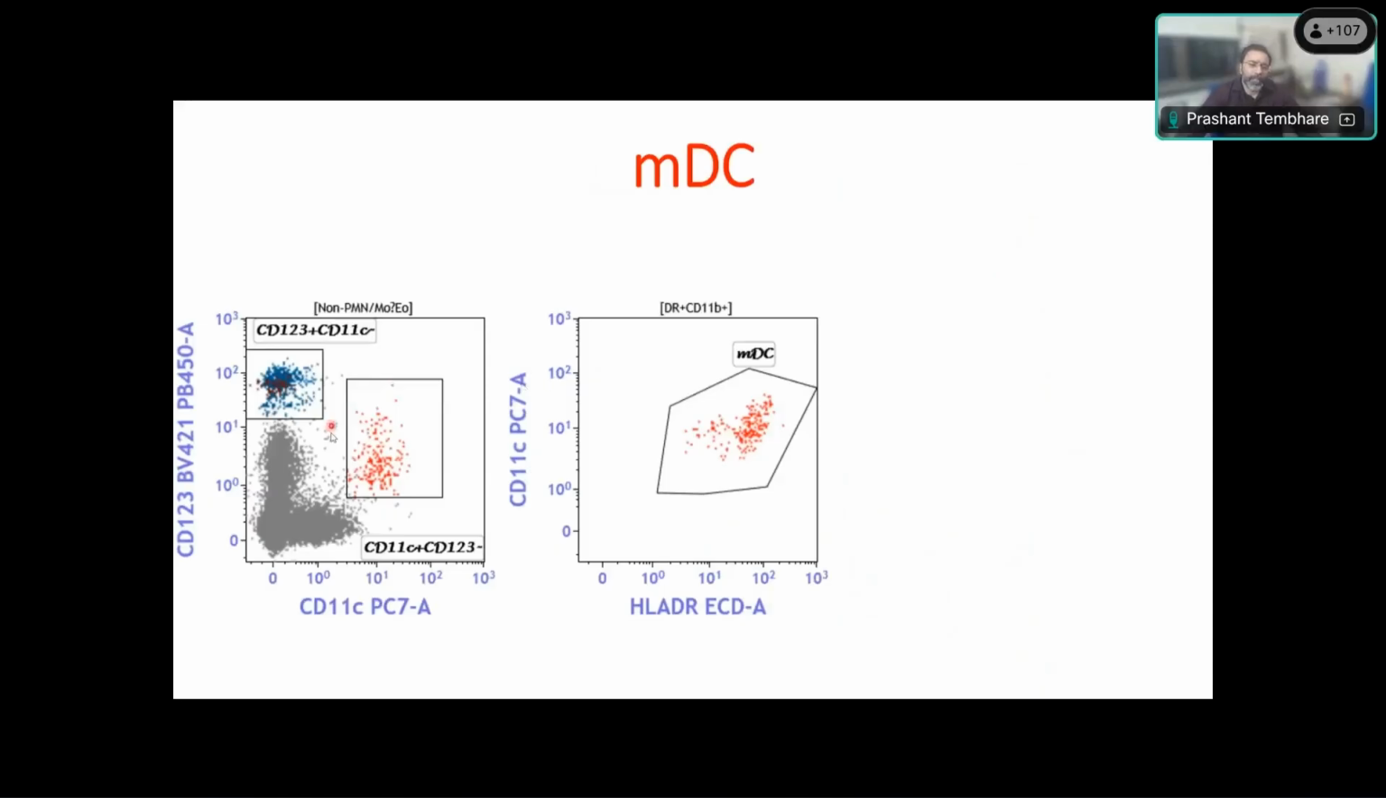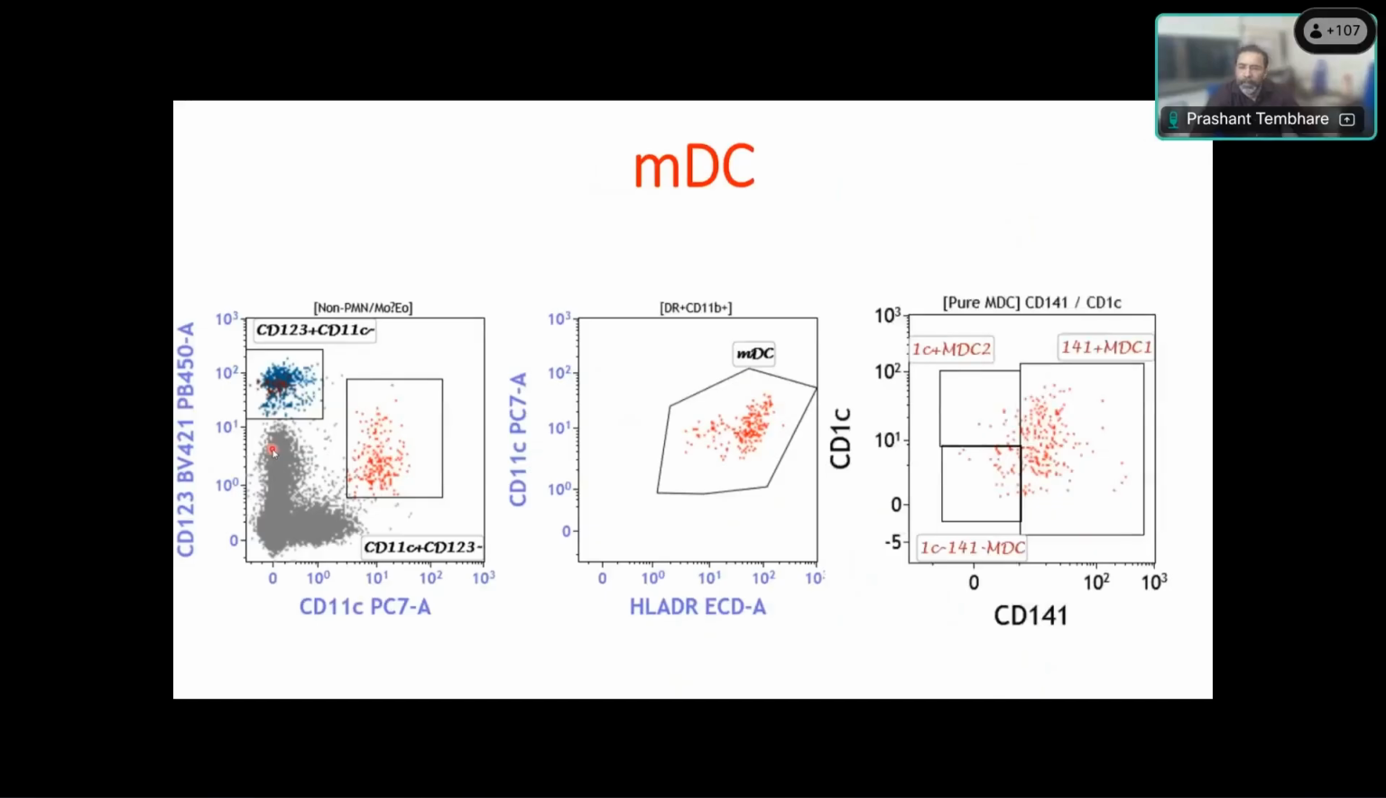This is MDC, as I mentioned. You can see the MDC are 123 positive, 11C positive. They are typically HLA-DR positive, and 11C is the marker which is useful to differentiate between PDC and MDC. And MDC can again be further subdivided by using CD1C and 141. So there you can have 3 subtypes: one which is both positive, one which is both negative, and one which is only 1C positive.